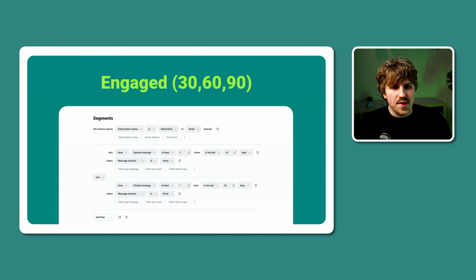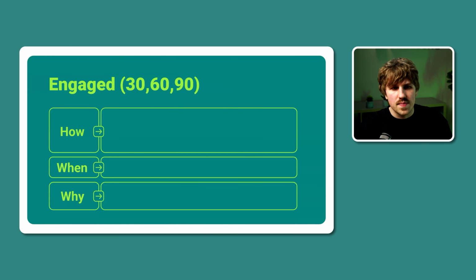So Engage 30, 60, 90. As you can see in the screenshot right here, the most important things are have opened at least 3 times and have clicked on the message at least 1 time in the last 60 days. You can change to 30, 60, 90. You can create a copy. Just think what's the best threshold for my business. It varies. That's why I don't want to cling to a certain number right here. You have to know from your side or test it out.